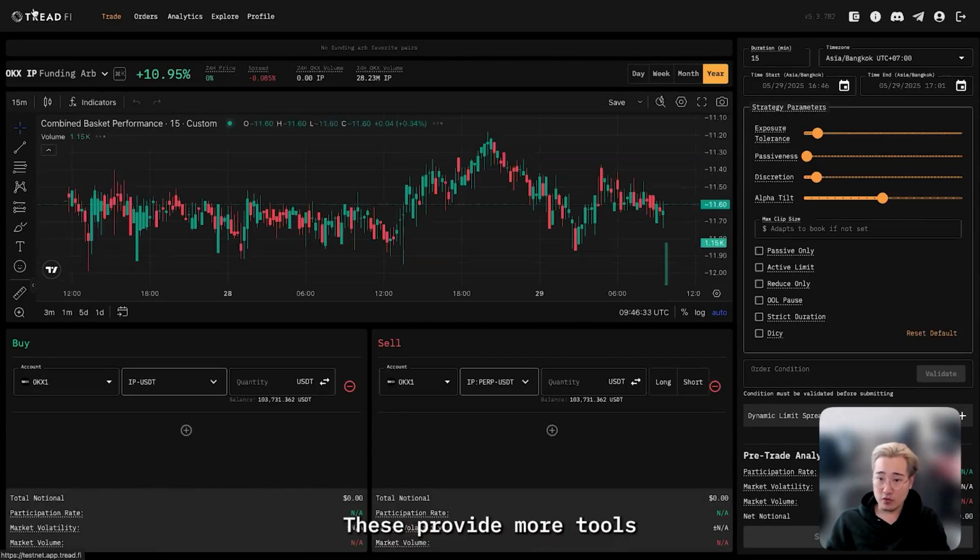These provide more tools that allow you to go and trade things that just aren't available natively on exchanges. Trading a portfolio or a basket of names or running the funding rate arb trade can be very simple on our platform. It takes only a couple of seconds to set up, and then we handle the execution.